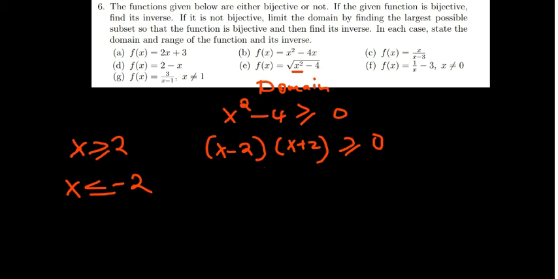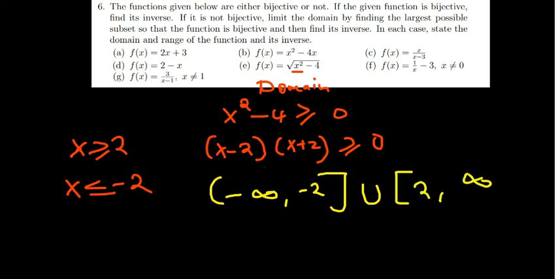Then you can express it as actually from negative infinity all the way up to negative 2, and then you unionize it with the other part all the way from 2 going up. That's another way of presenting your domain. Now, the question is, should we make any restriction to that domain if we are to get a bijective function?